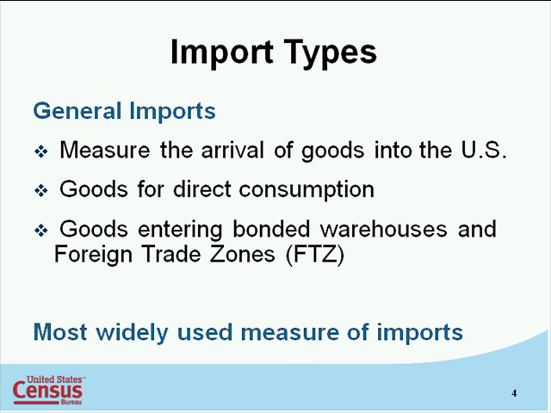General imports are the most commonly used definition for imports. These are all goods for import crossing the border into the United States, including goods that go directly into consumption channels or those that enter bonded warehouses or foreign trade zones. Foreign trade zones are considered outside U.S. Customs territory. They allow goods to be brought in for processing without paying import duties on those inputs.